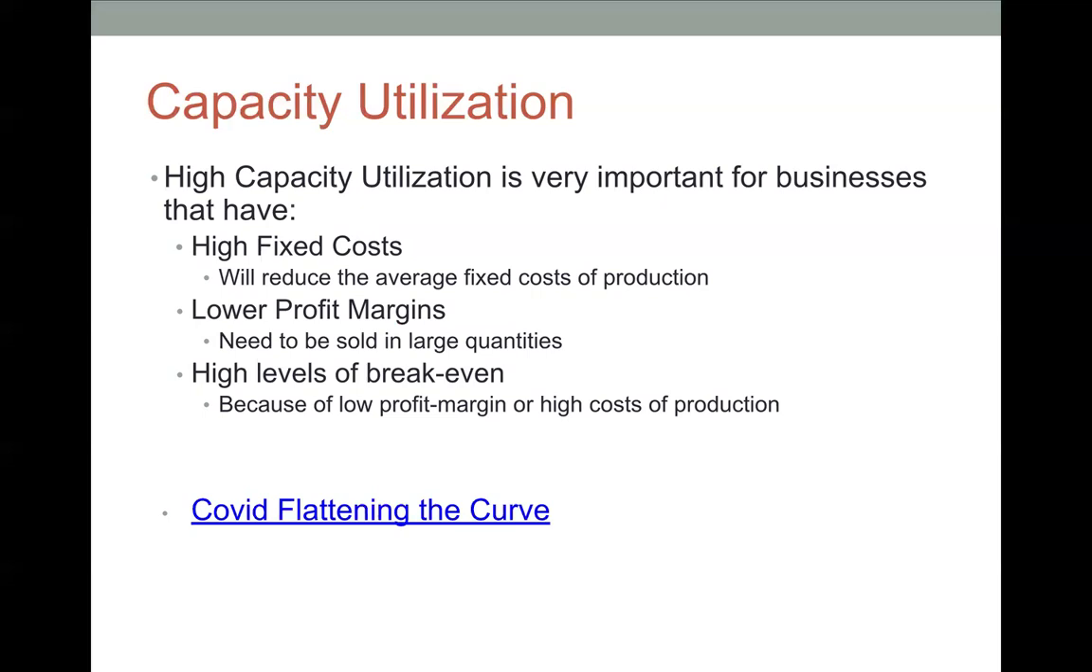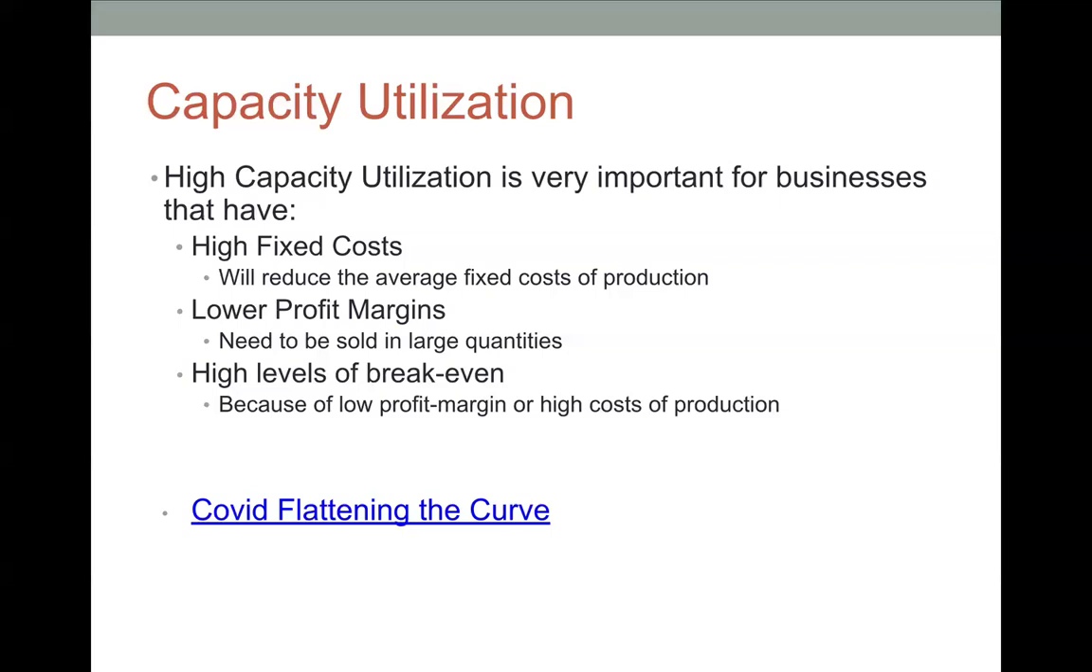They have such high fixed costs to fly that they want to make sure that every seat is being fully utilized. It also works well with businesses with lower profit margins. If they have low profit margins, they're not making these huge margins on each sale, so they need to sell in large quantities or volume to increase that profit. Or high levels of break even, making sure that we're hitting that and going beyond it. So those are some really important things to notice.